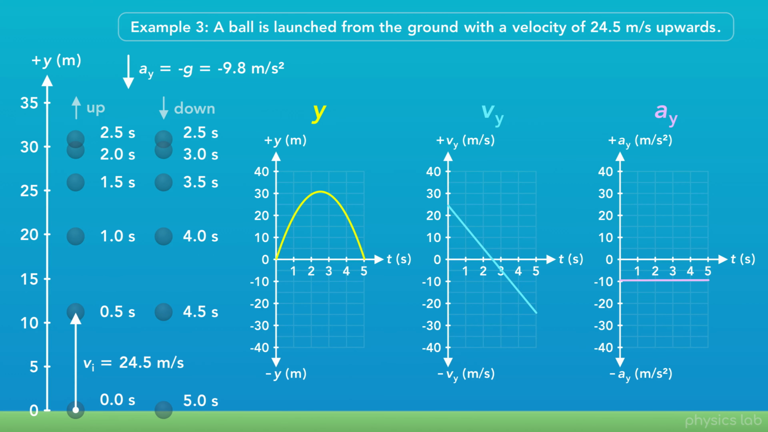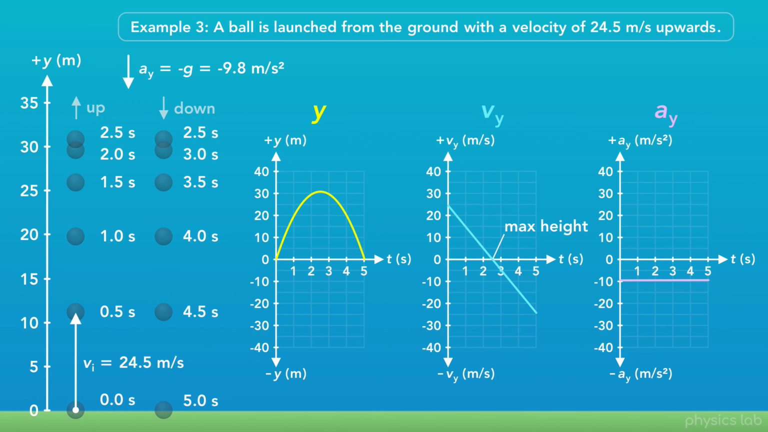Here's all three graphs for this motion. The position starts at 0 meters, increases to its maximum height, then comes back down to 0 meters. The slope of the position graph is the velocity, so it starts with a positive slope, then the slope is 0 at the maximum height, when the velocity is 0, then the slope is negative on the way down.